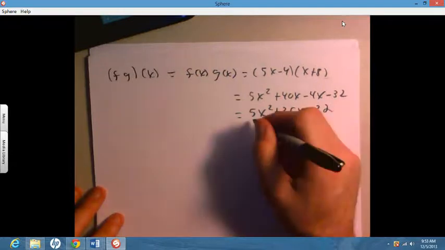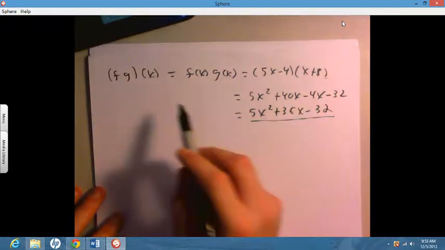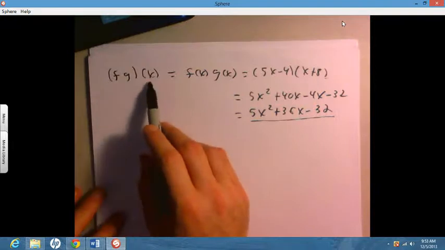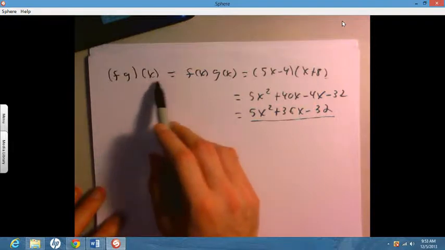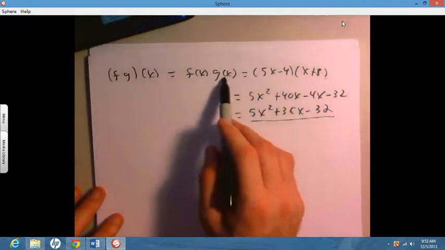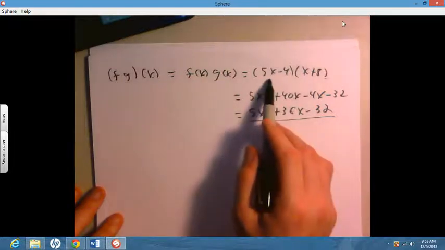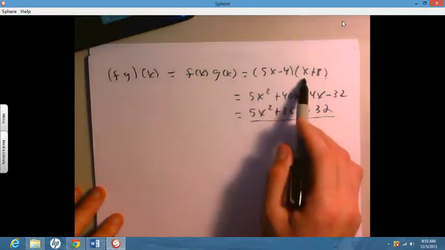Again, how to do that: f times g of x is by definition just f of x times g of x. But f of x is just 5x minus 4, and g of x is x plus 8. So that's our answer essentially right here, but we don't want to leave it in a factored form for our final answer.